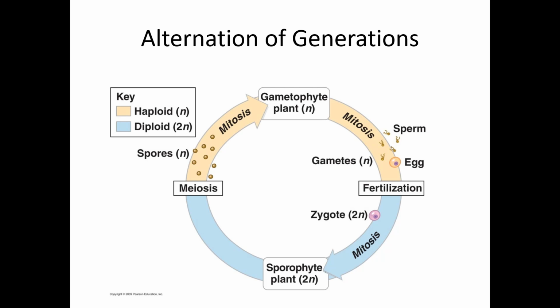So you guys are labeling what's on here. You're labeling the gametophyte. So gametophyte is called that because phyte means plant, gameto means gamete. So this is the plant that makes the gametes.